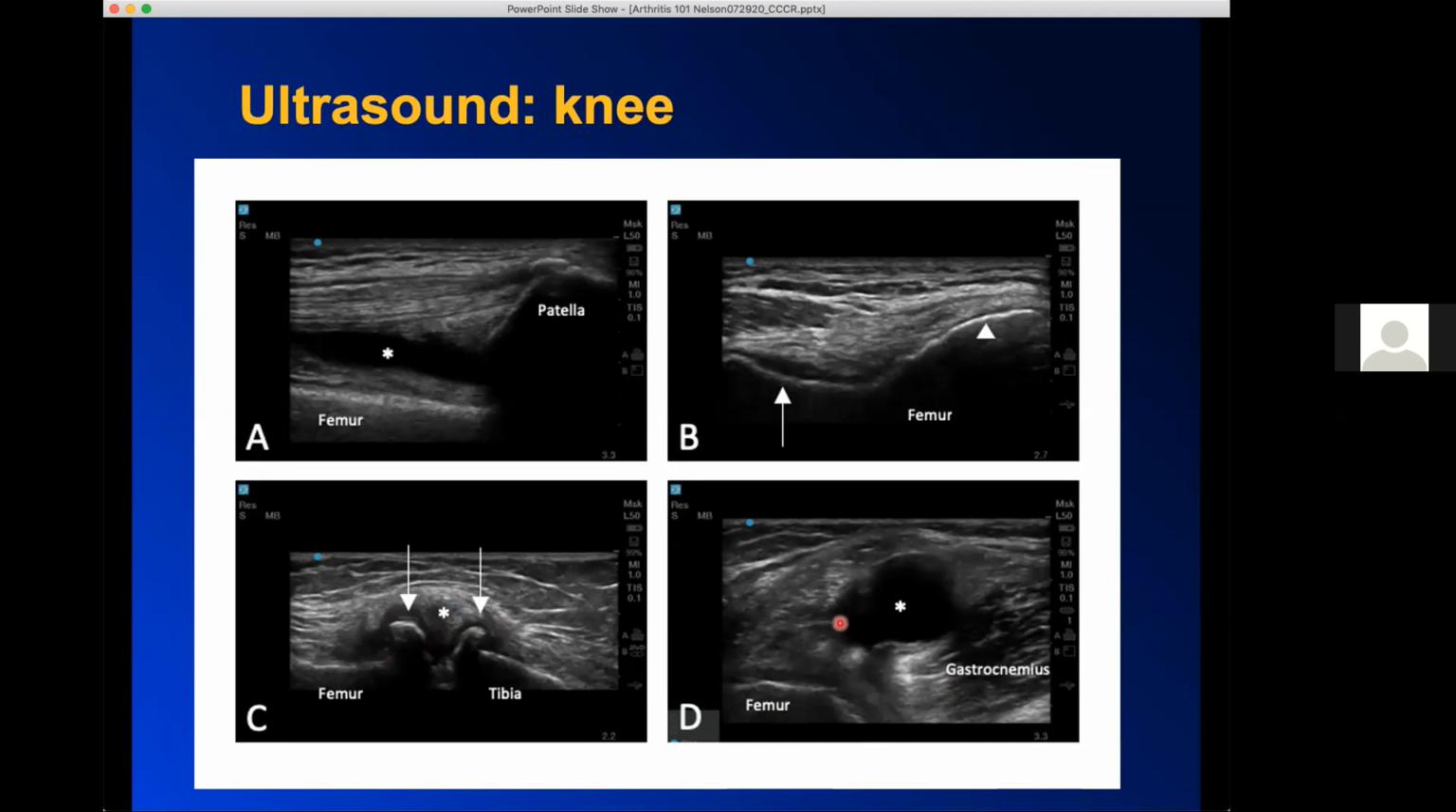This is at the back of the knee. So here we see the femur and the calf muscle, and we can see this large fluid-filled space. This is a popliteal cyst or Baker's cyst, which is also common, not specific to OA, but common in OA.